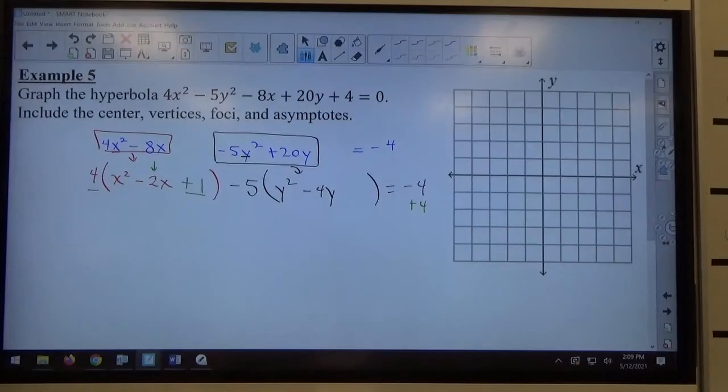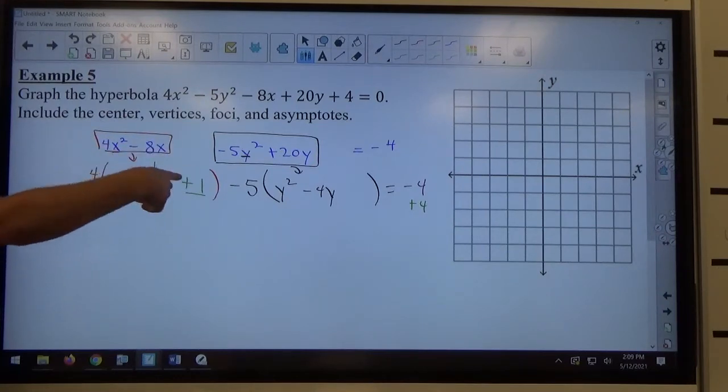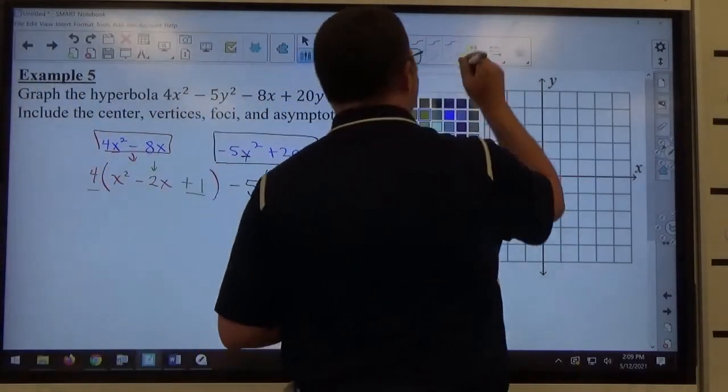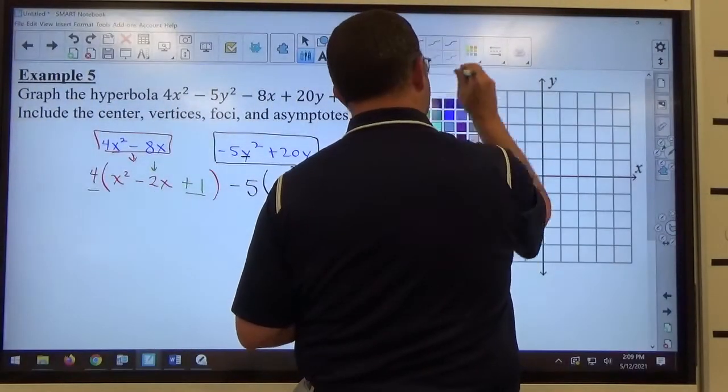So again, you're adding a 1 inside the parentheses. The parentheses is being multiplied by 4, so all content is being multiplied by 4. So the actual value change on the left is positive 4. We have to put a positive 4 value change on the right-hand side. Let's use orange for this.